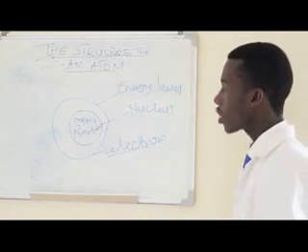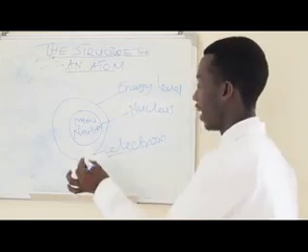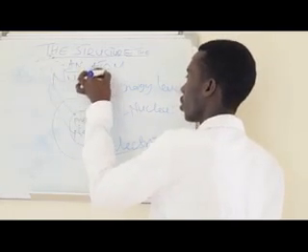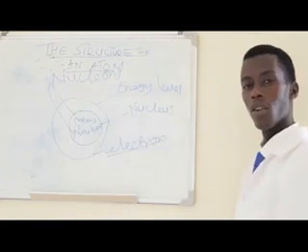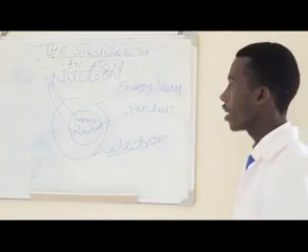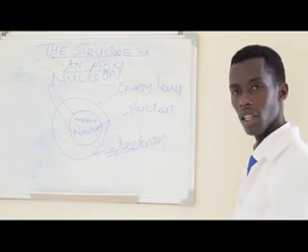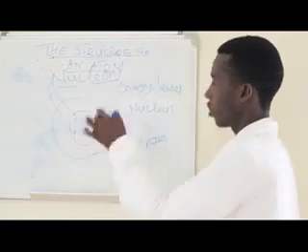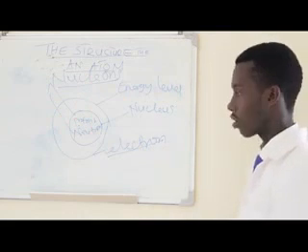The protons and the neutrons are collectively known as nucleons. They are known as nucleons simply because they are located in the nucleus. The word nucleons comes from the word nucleus. So they are known as nucleons because they are found in the nucleus of an atom.